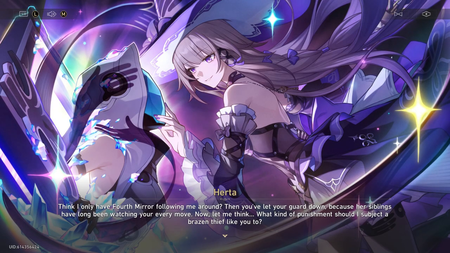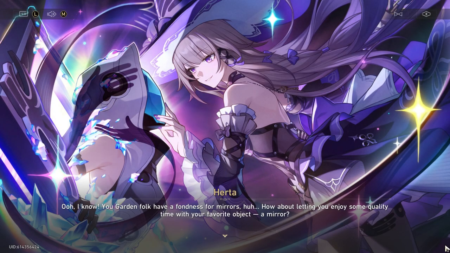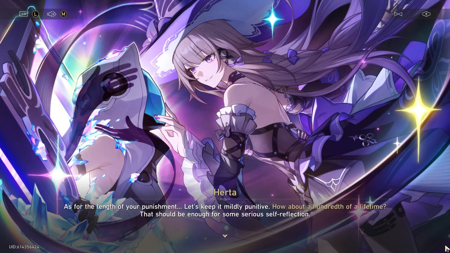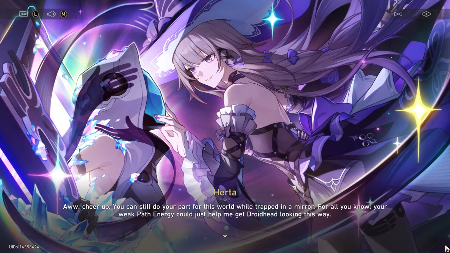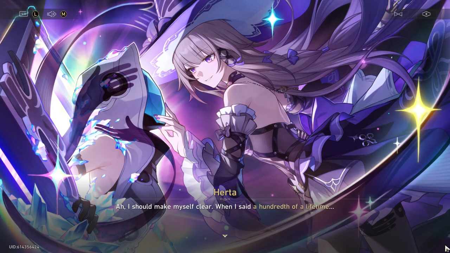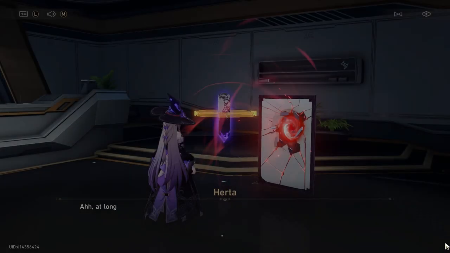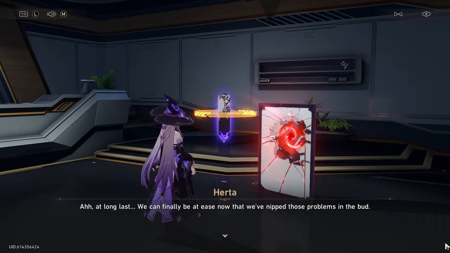Now, let me think. What kind of punishment should I subject a brazen thief like you to? Oh, I know. You garden folk have a fondness for mirrors, huh? How about letting you enjoy some quality time with your favorite object? A mirror. As for the length of your punishment, let's keep it mildly punitive. How about 100th of a lifetime? That should be enough for some serious self-reflection. Oh, cheer up. You could still do your part for this world while trapped in a mirror. For all you know, your weak path energy could just help me get the droid head looking this way. Oh, I should make myself clear. When I said 100th of a lifetime, I meant my lifetime. At long last, we can finally be at ease now that we've nipped those problems in the bud.